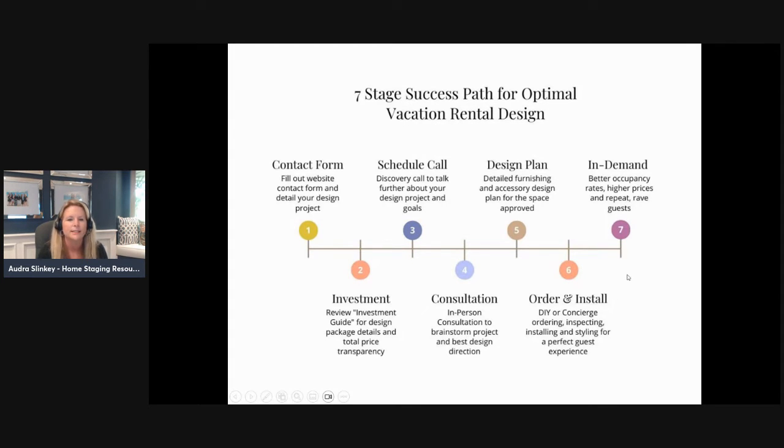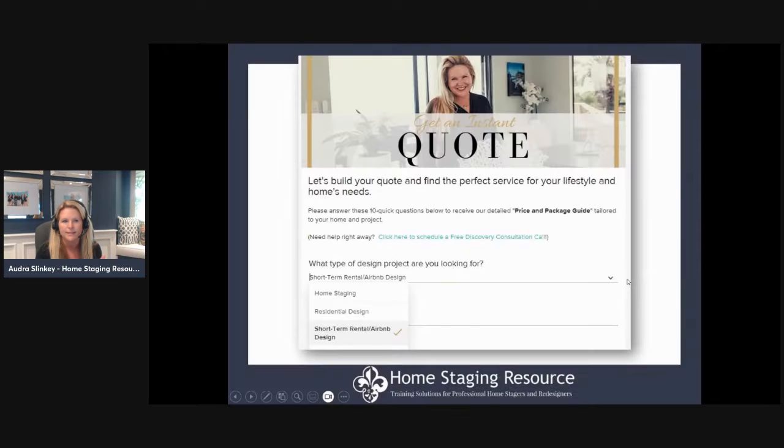And this is what the clients need to see. We go through this process because the outcome is better occupancy rates, higher prices, repeat rave guests. This is how you get it.